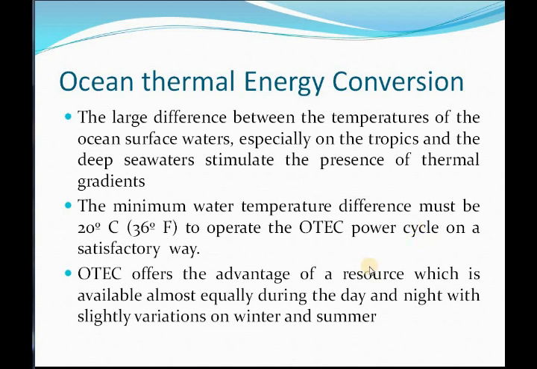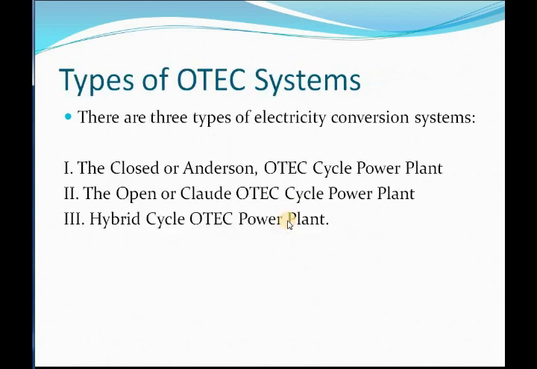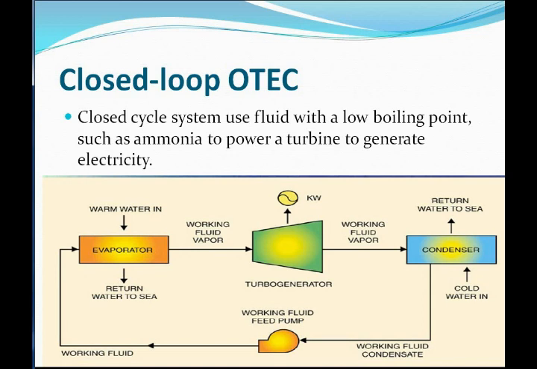So let us see what are the different OTEC plants we are having. If you see here, there are three types of OTEC systems: the closed or the Anderson OTEC cycle power plant, the open OTEC cycle power plant, and the third one is the hybrid cycle OTEC power plant. So first, moving on towards the closed loop OTEC power plant.